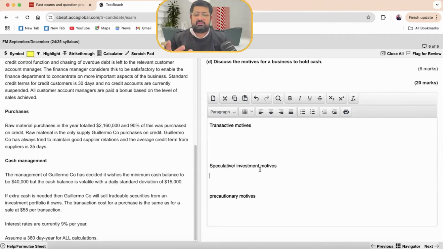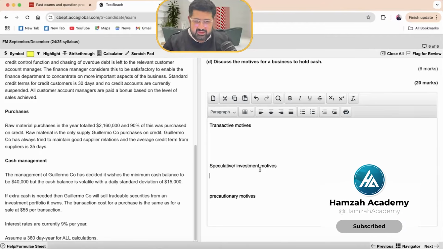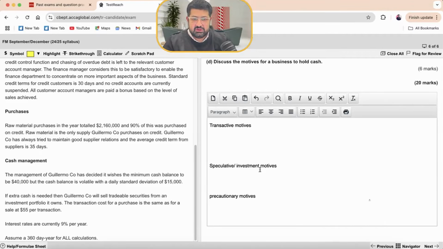Now, the speculative or investment motive. Sometimes some investment opportunity arises unexpectedly. Some project comes to the limelight in front of the company, so they have to make investment in that project. So they must keep sufficient cash balance with them so that they can exploit the opportunities, which will go away if they don't have sufficient cash. So for speculative and investment purposes, they have to earn a good return. So they need some cash.